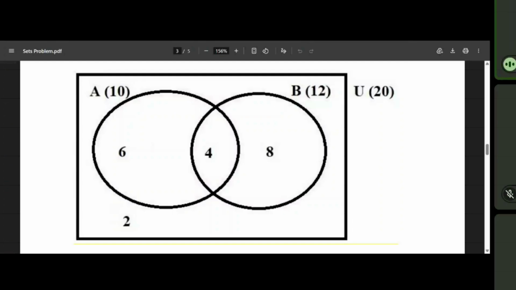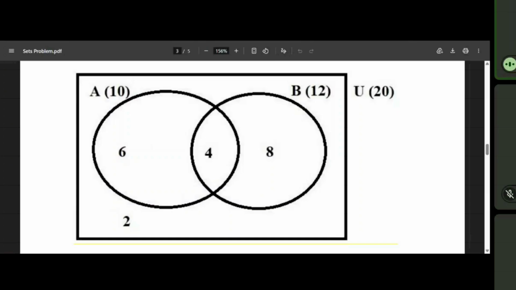So 6 plus 4 gives you 10. 4 plus 8 also gives you 12. Now the 2 we are seeing means that, mind you, the 2 can be anywhere. It can be at the top, it can be at the bottom, it can be at the side. It's just telling you that there are 2 patients in the hospital who did not have hypertension, nor did they have diabetes. But there are also patients in the hospital.